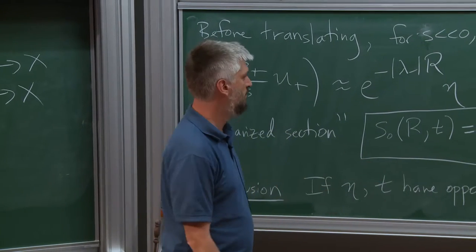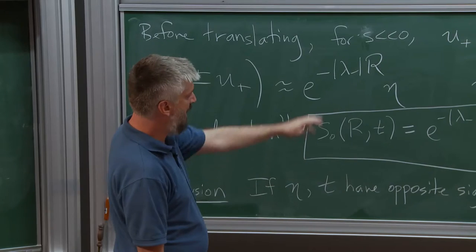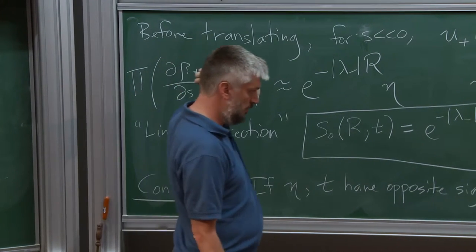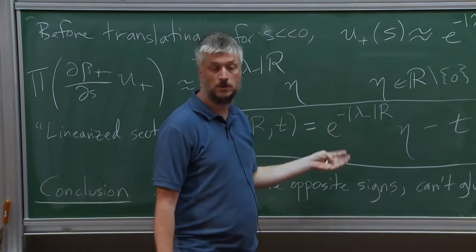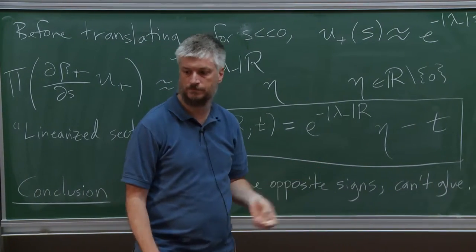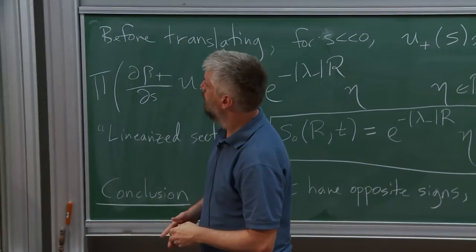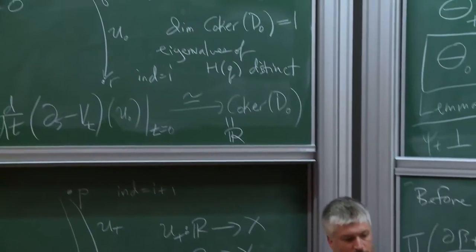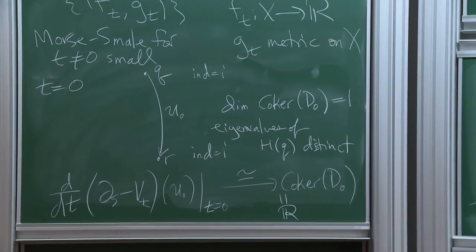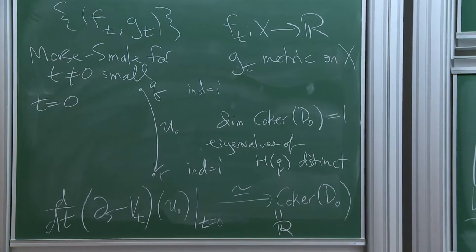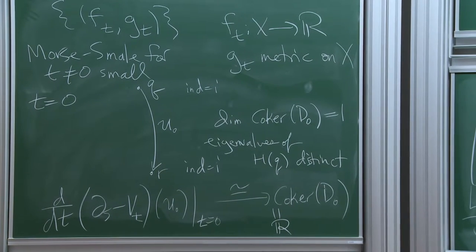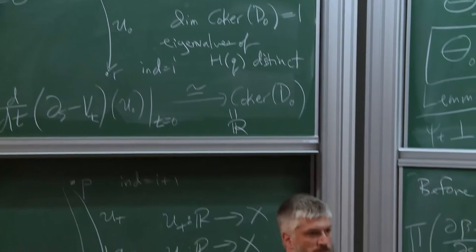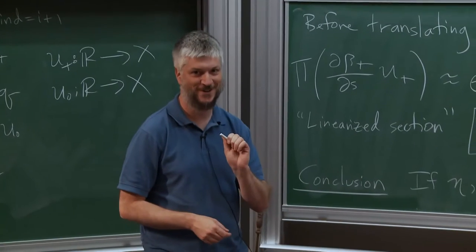To figure it out, you have to look at the asymptotics of u plus, and you have to pair that with a derivative of the equation. So it tells us completely explicitly for which sign of t you will get a gluing. Any questions about this? So I'm about to make it harder.